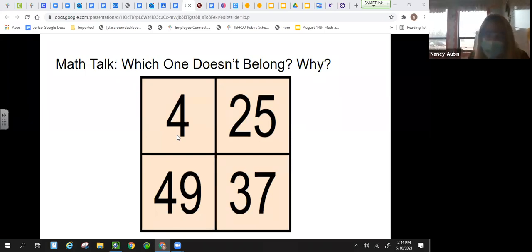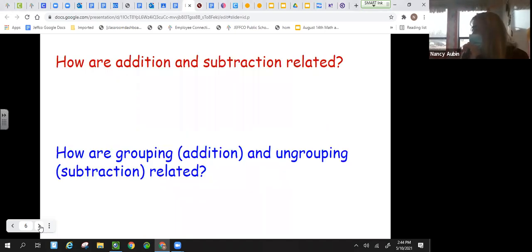So the first digits are 2, 3, 4, and the second digits are each 2 apart. Oh, you mean they're odd, 5, 7, 9, they're skip counting. Can I do that? Thank you. Okay, let's check it out. You were right, it's 4. It's the only even number and it's the only single digit.